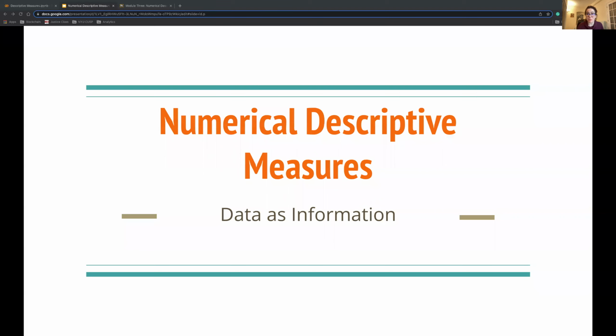Hello, and welcome to Module 3, where we will focus on numerical descriptive measures, looking at how we can use data as information. With our understanding of statistics, we can start to inform our decisions using our analysis. First, we will look at central tendencies and the relationships between different data points. We will measure the mean and percentiles to look into dispersion.